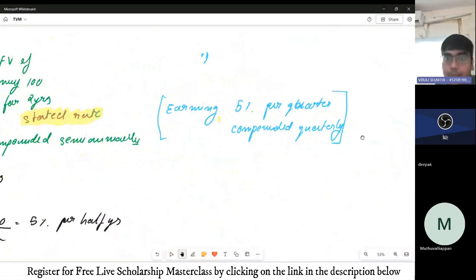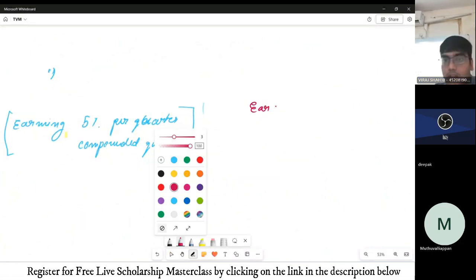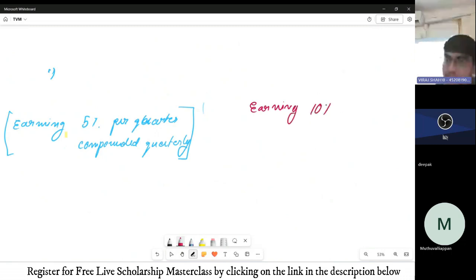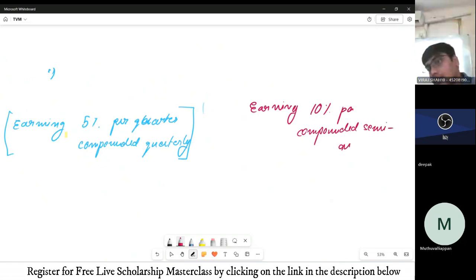Another language that they can give you: earning 10% per annum compounded semi-annually. So this is stated. You have to divide it by 2 to get the effective rate. So I've given you 4 languages. All the 4 mean the same thing. So you need to be very careful when you read the question. Moral of the story is you need to be very careful when you read the question.